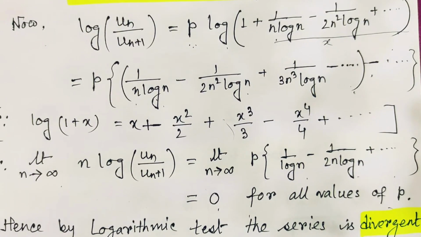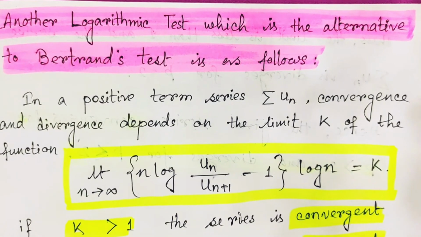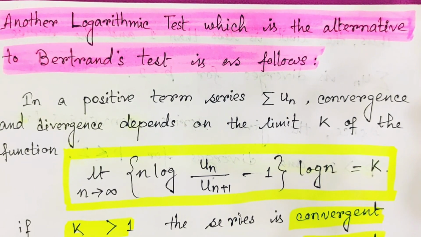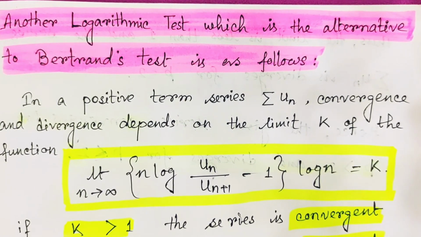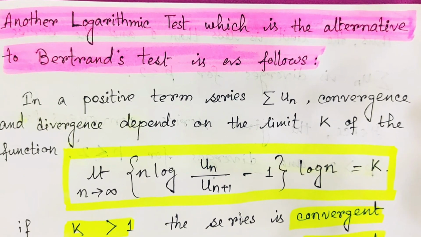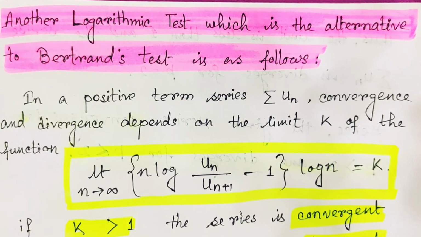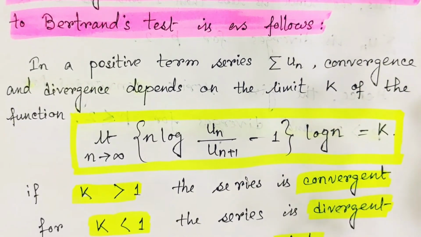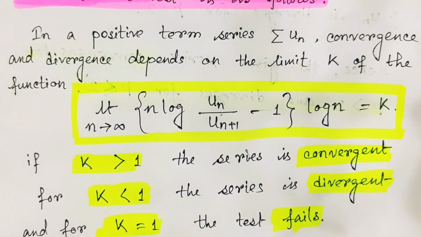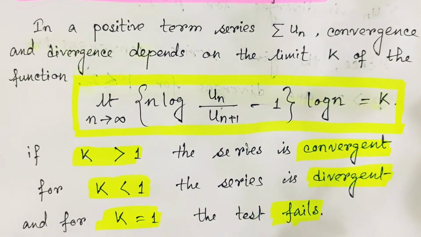Now we have another form of the logarithmic test. Sometimes we find out that this logarithmic test will not be applicable. So at that time we require another form of logarithmic test, that is called the alternative form of logarithmic test, which we will find out from Bertrand's test. So this another form is almost looking like the previous one, but a slight change is there, and the change is like this one.